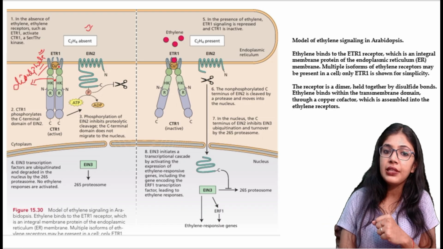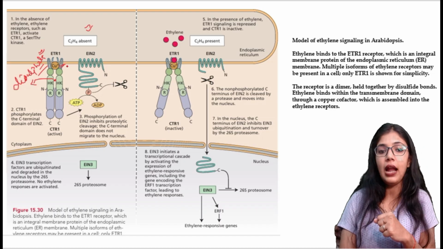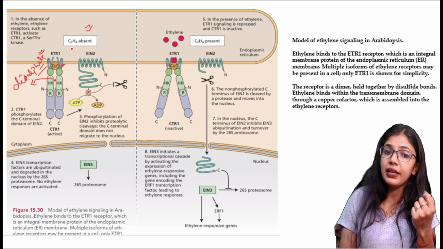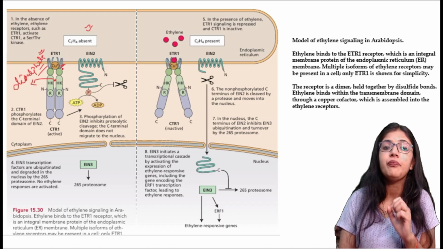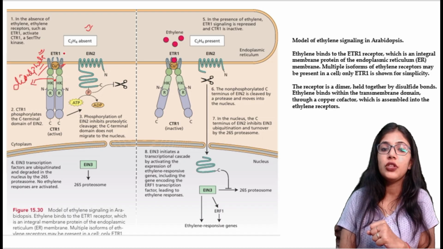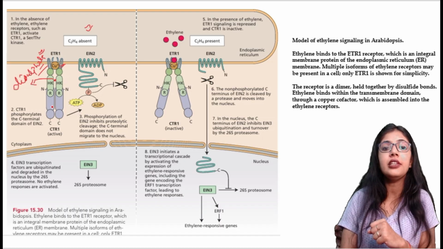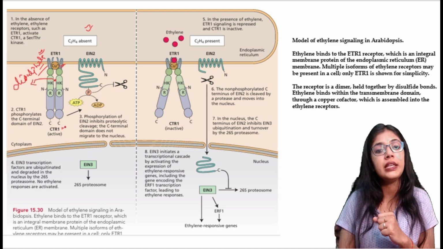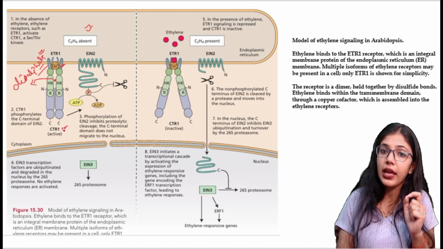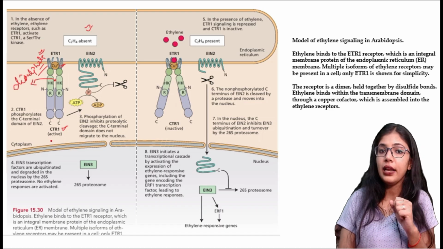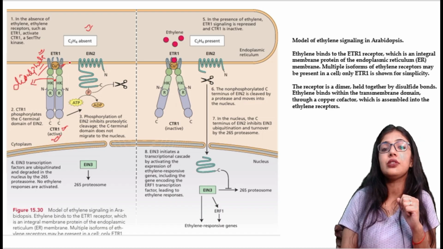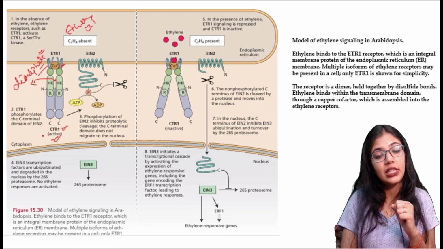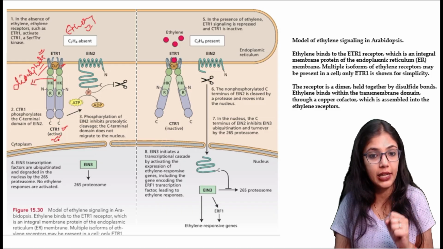Here there is a copper ion present, and the binding of this receptor and the ligand is copper dependent. This ETR1, in the C-terminal domain, has another protein known as CTR1. The CTR1 is a kinase, and it is active when there is no ethylene. In the absence of ethylene, the CTR1 protein is active.